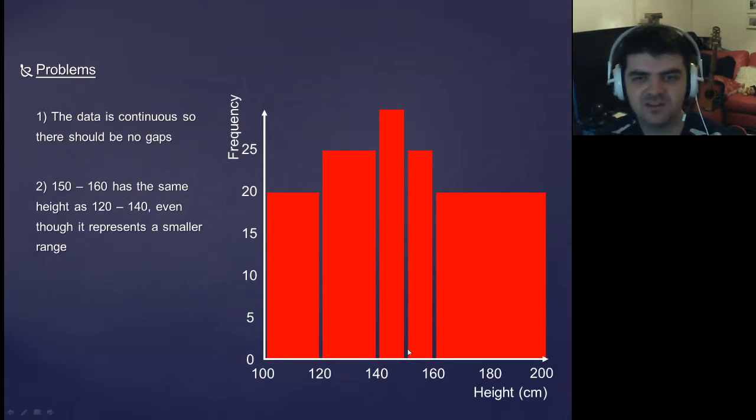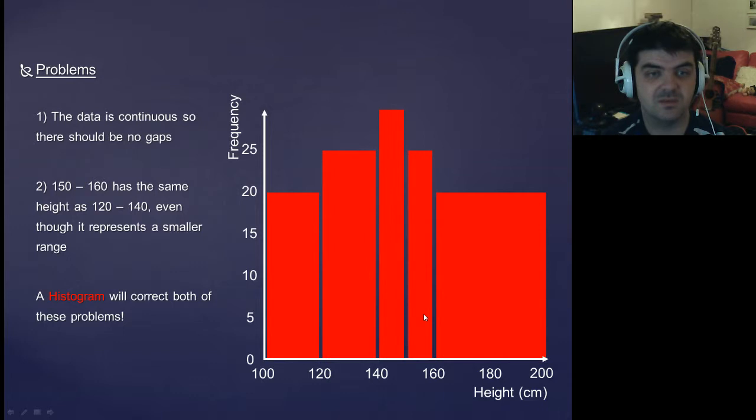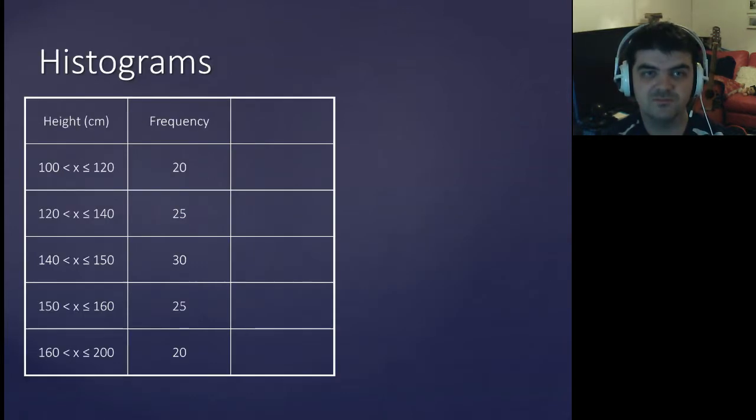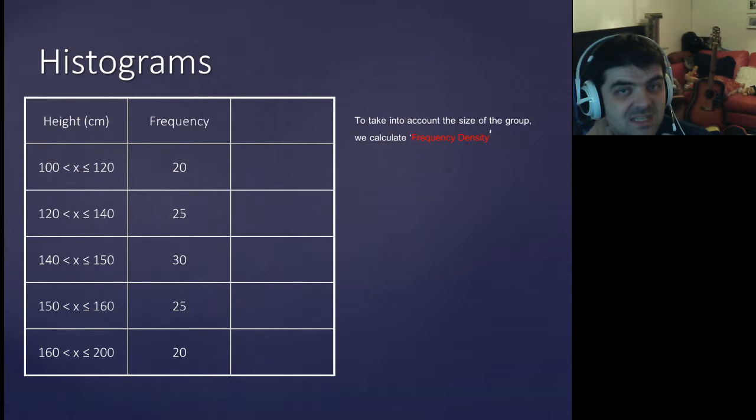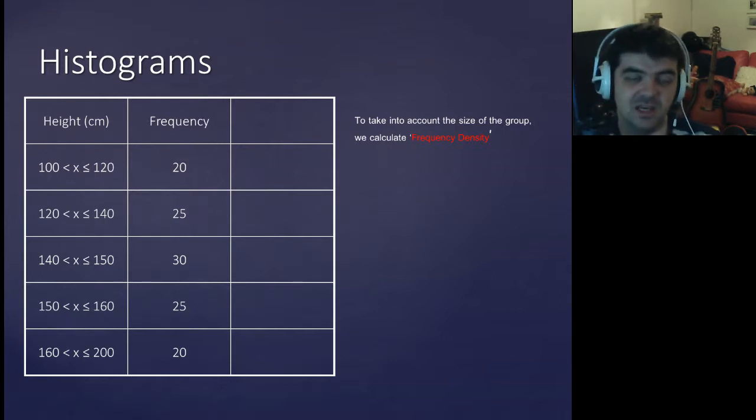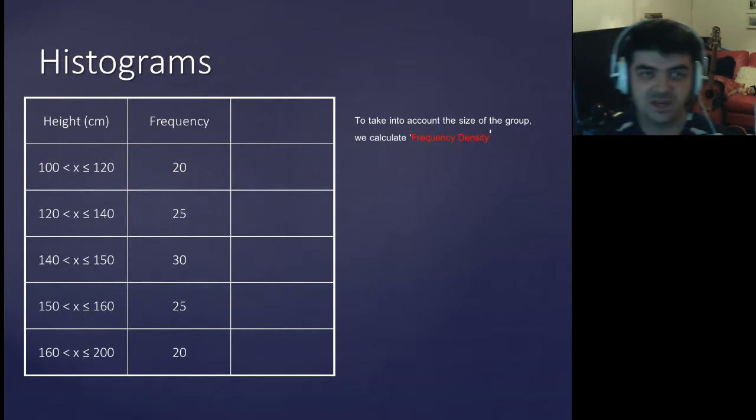150 to 160, which is this bar here, has the same height as this one, even though it represents a smaller range of people. That's another one. And the third point I should make is that a histogram will correct both of these problems. So in histograms, we do exactly the same thing, but we introduce a concept called frequency density. And what this does is take the width of the range of that class interval, or this category, into account, as well as the frequency.